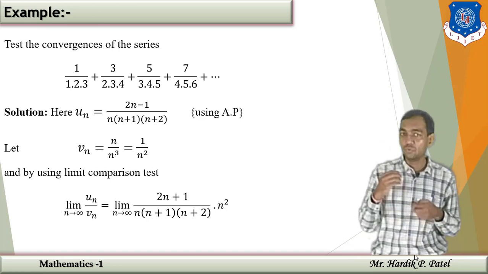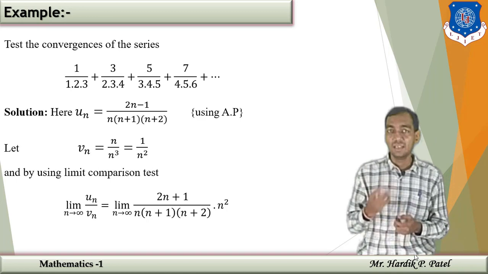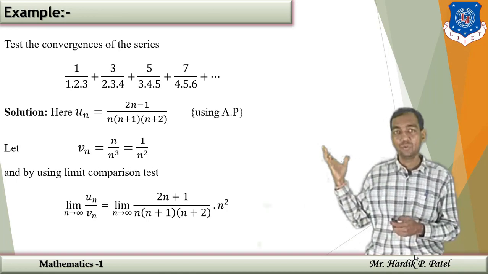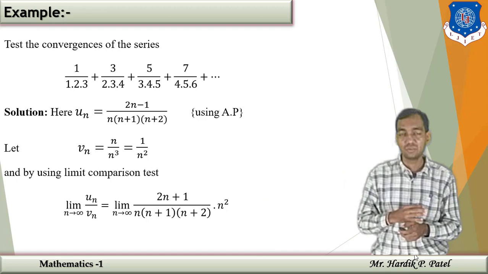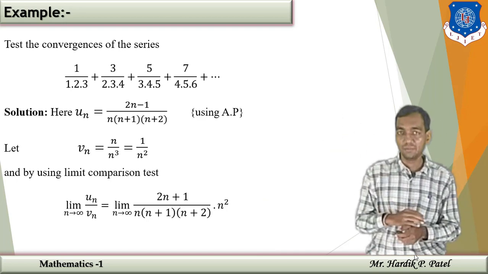Now, once you have the nth term un, we start with the dominant part of the numerator and the dominant part of the denominator. So the dominant part of the numerator here is 2n.